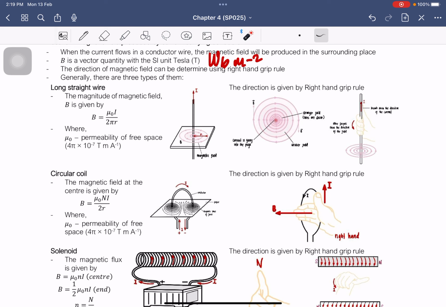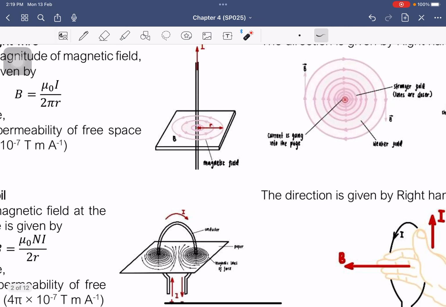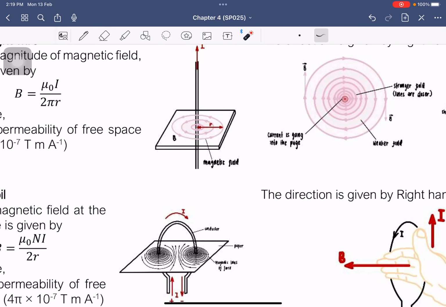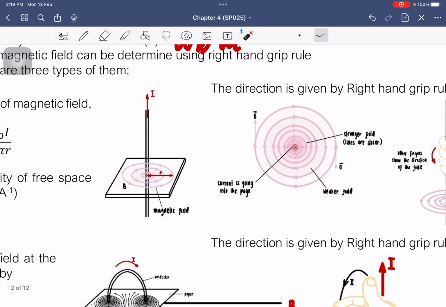For long straight wire, this is the equation that you will be using, where mu naught is the permeability of free space. Alright, so let's try and look at the direction given by the right hand grip rule for long straight wire. So when the current is pointing upwards, our thumb will be pointing upwards and the other fingers are telling us the direction of the magnetic field. So this is anti-clockwise direction. So basically, if the current is pointing upwards, the magnetic field will be anti-clockwise. But when the current is pointing inwards, which is into the page, your thumb is pointing downwards, the other fingers are telling us that the direction of magnetic field is basically clockwise.